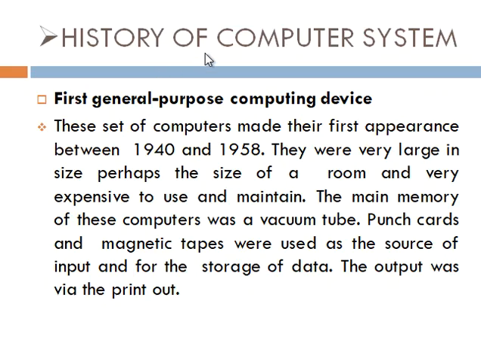Now the history of the computer comes. There are four categories in the history of computers. The first is the first generation, second is the second generation, third is the third generation, and the final one is the fourth generation. The first generation is between 1940 and 1958 and it used vacuum tubes, and the size of this computer was just like a room. It was very big, and maintaining the data was very difficult.